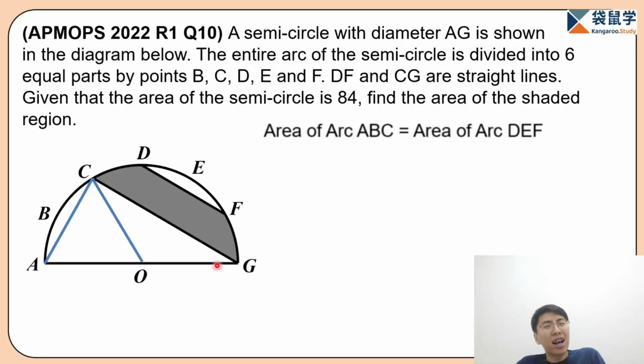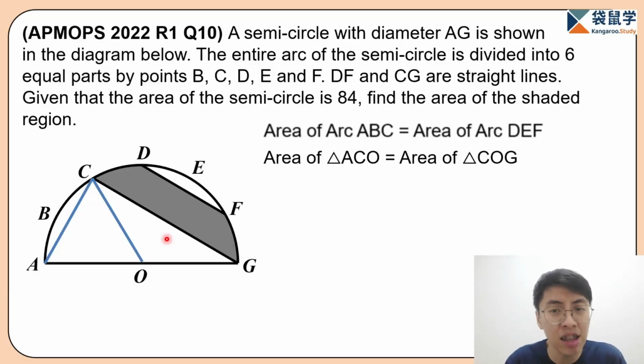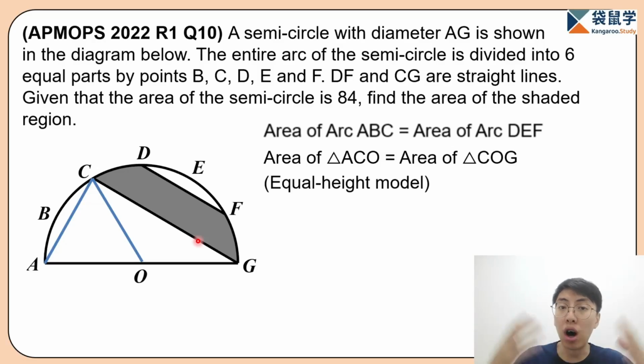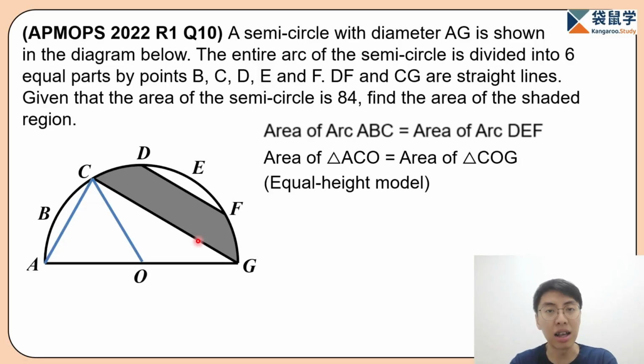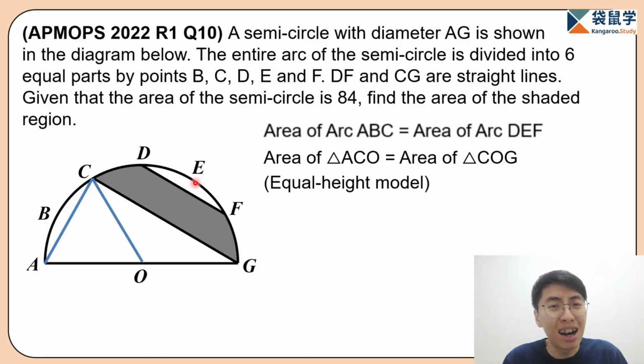So if 2 triangles have the same base and the same height, what do I know about their respective areas? We know that their areas should be exactly identical also. So the area of triangle AOC and the area of COG are the same. This is based on the equal height model, where both of them have the same base and the same height. Now, if I know that these 2 parts are the same and these 2 parts are the same, what else can I know now?